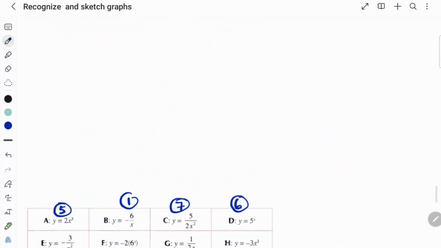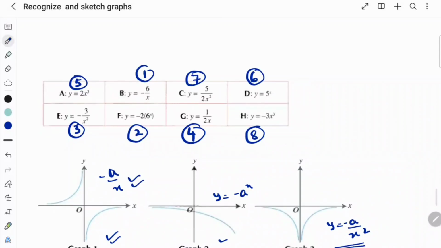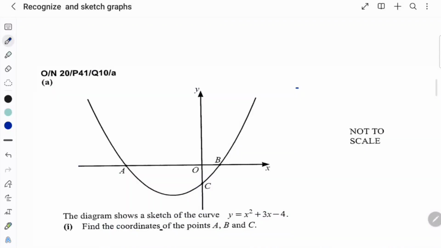Now we are doing some 0580 IGCSE questions on recognizing and sketching graphs. This is October/November, paper 4, 2020. You can see a quadratic curve, x square plus 3x minus 4. Find the coordinates of A, B and C. A and B are the x-intercepts and C is the y-intercept. We can easily see that it is intersecting at minus 4, so (0, minus 4) will be the value of C.